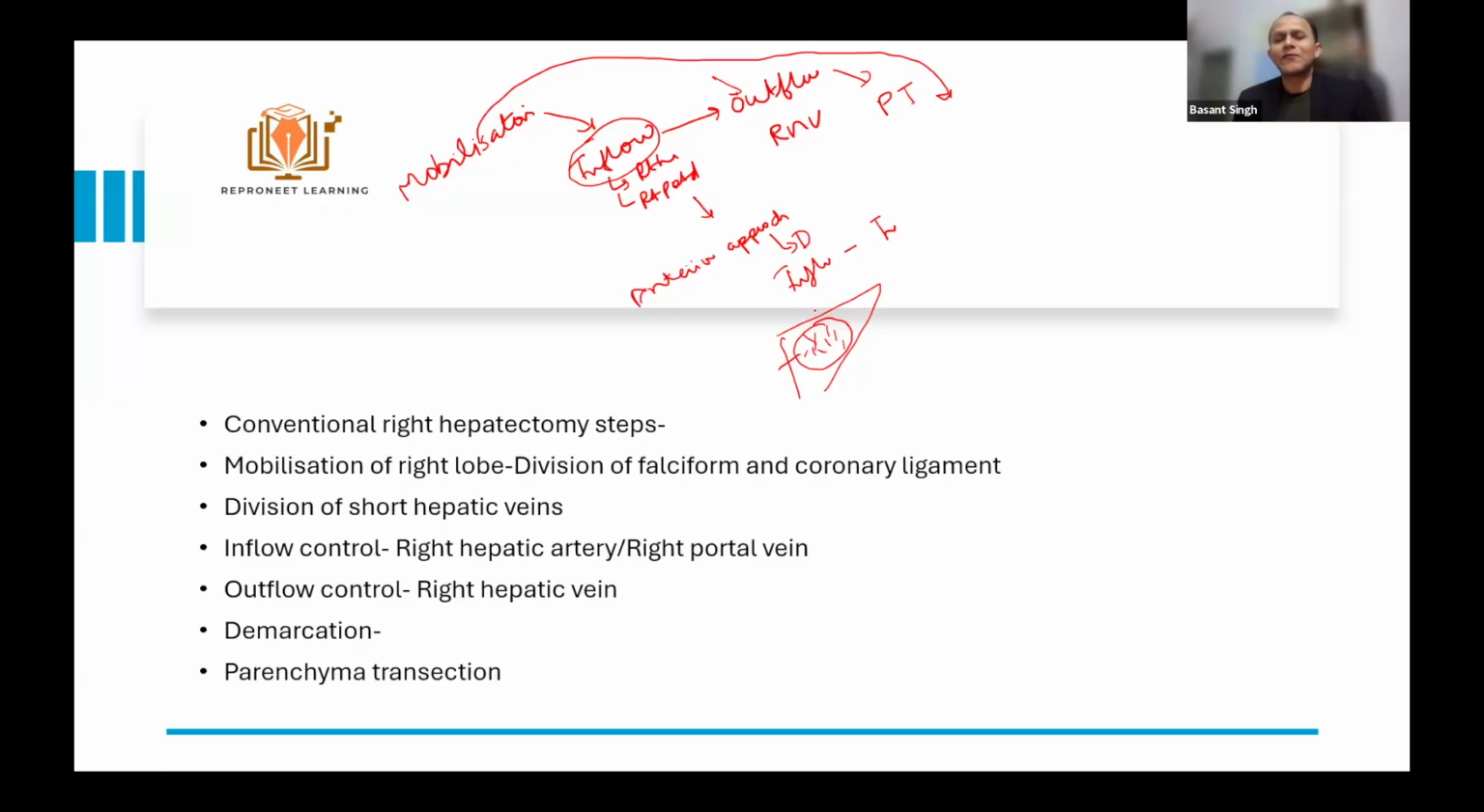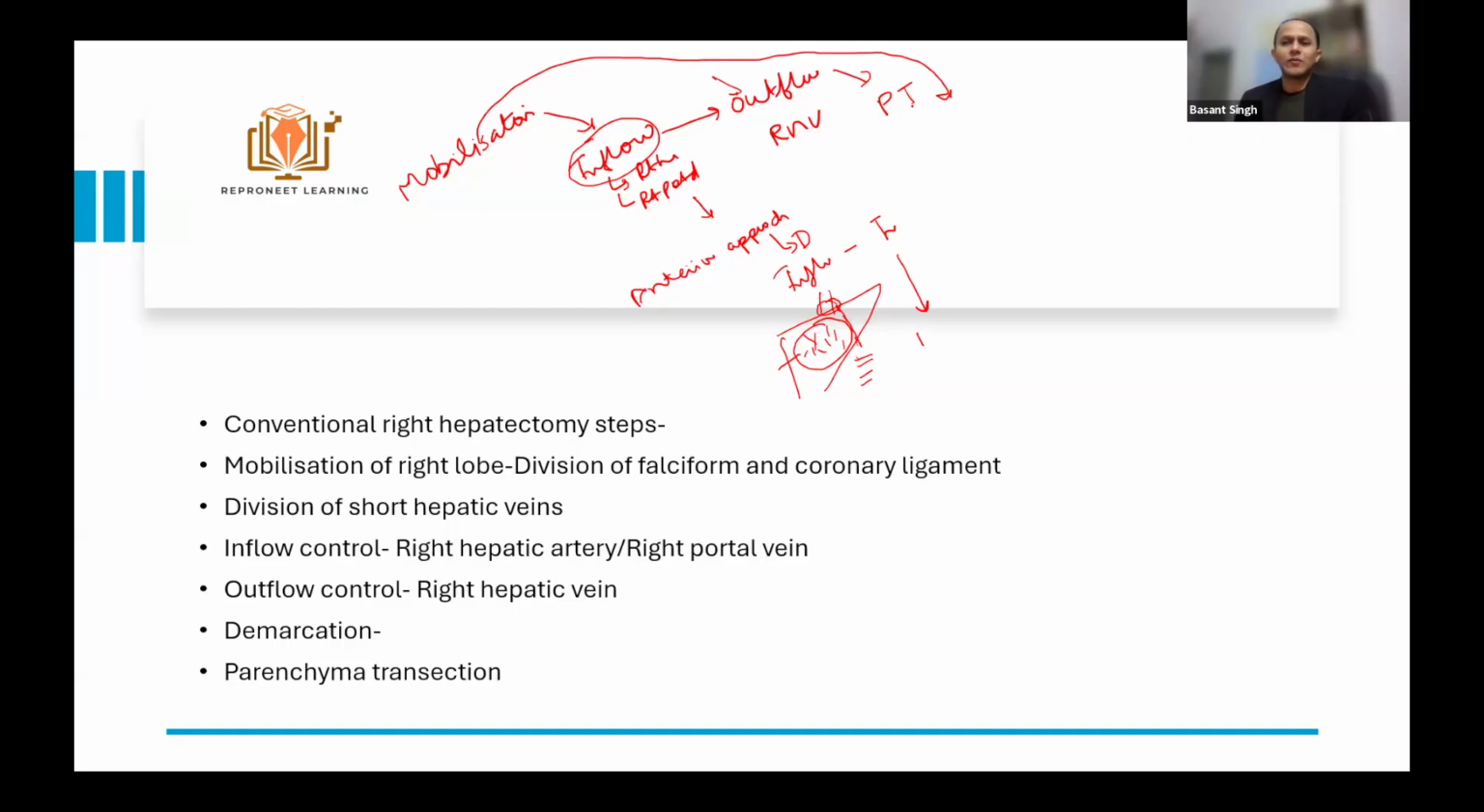In these very bulky tumors, since the porta is free, we take control of the right hepatic artery and right portal vein, and once you do that, you'll get a line of demarcation, and straight away you start transecting. You start from anterior to posterior like this. Once you separate the right from the left lobe, you'll have access to the right hepatic vein. Then you tie off the right hepatic vein. Once we have done inflow control, outflow control, and parenchymal transection, mobilization is the last thing that we do.